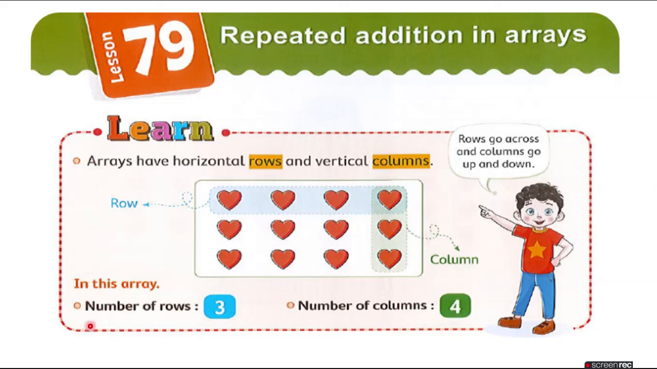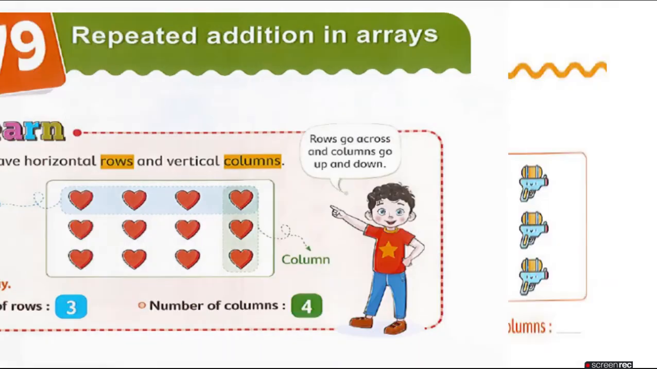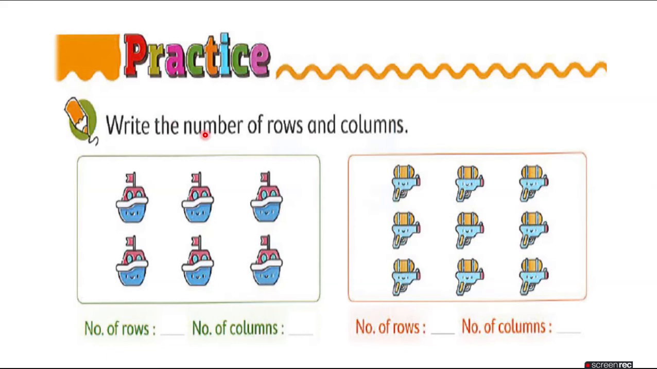Okay, so how many rows here go right and left? 1, 2, 3 rows. Now, how many columns do you have here go up and down? 1, 2, 3, 4. So rows go across, right and left, columns go up and down. Okay, practice here. Write the number of rows and columns.